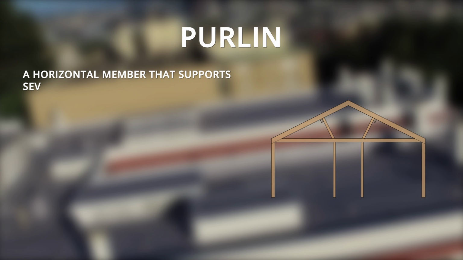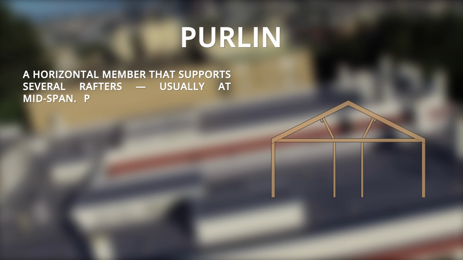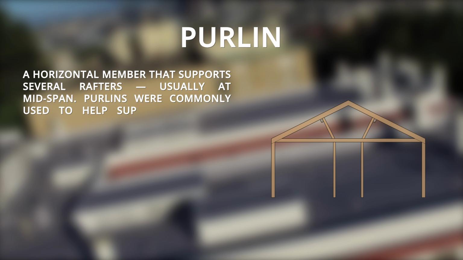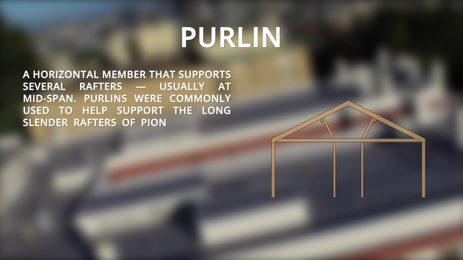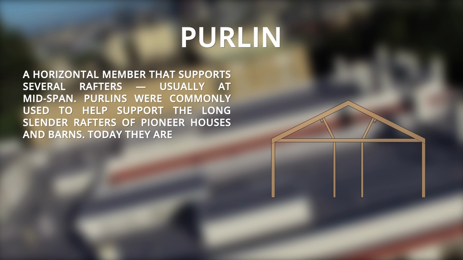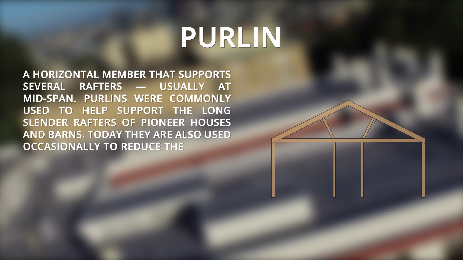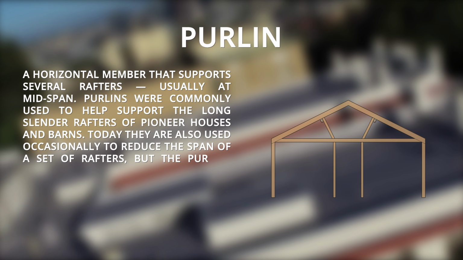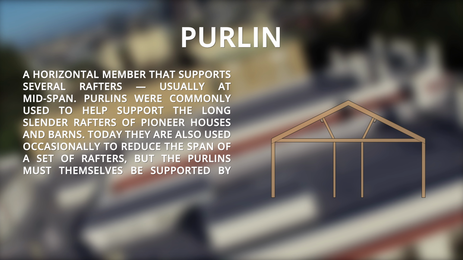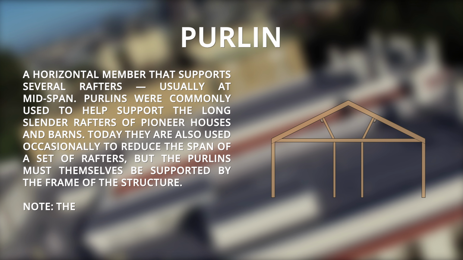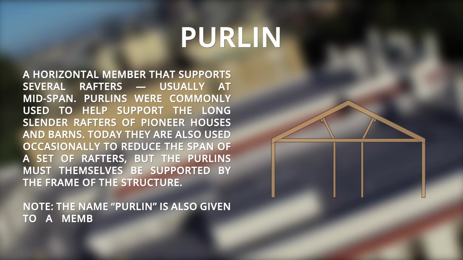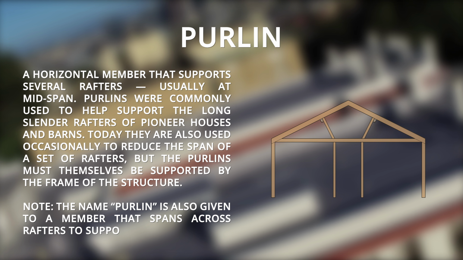Purlin. A horizontal member that supports several rafters, usually at mid-span. Purlins were commonly used to help support the long, slender rafters of pioneer houses and barns. Today, they are also used occasionally to reduce the span of a set of rafters, but the purlins must themselves be supported by the frame of the structure. Note, the name purlin is also given to a member that spans across rafters to support roof decking.